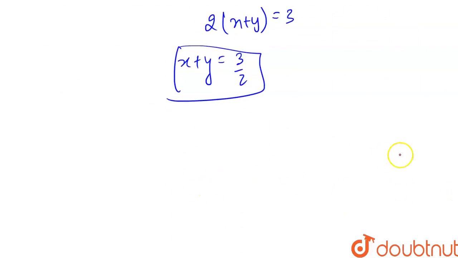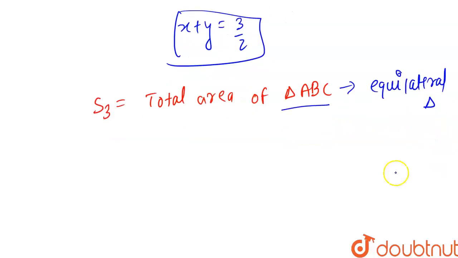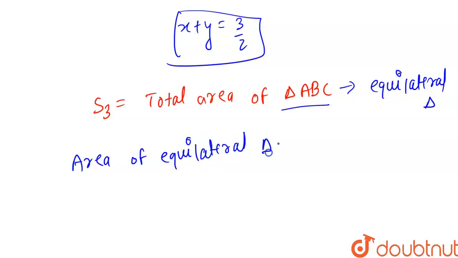Now let's say S3 is equal to the total area of triangle ABC. It is given that triangle ABC is an equilateral triangle, right? So we know that the area of an equilateral triangle is given by root 3 by 4 a square. Now a is the side, given as 1, so the area becomes root 3 by 4. So it is our S3, right?